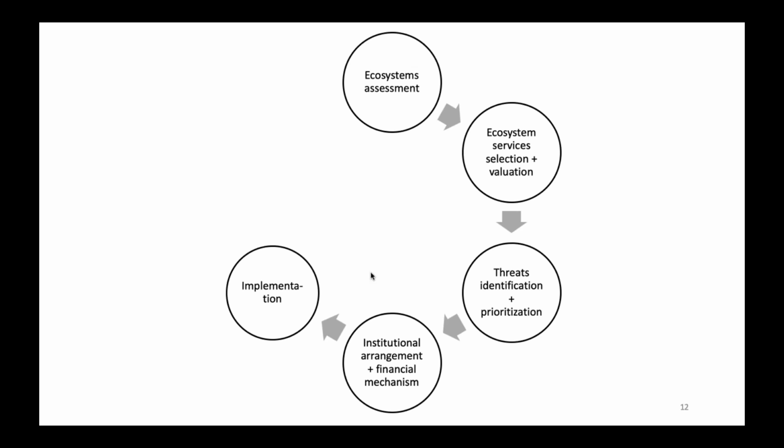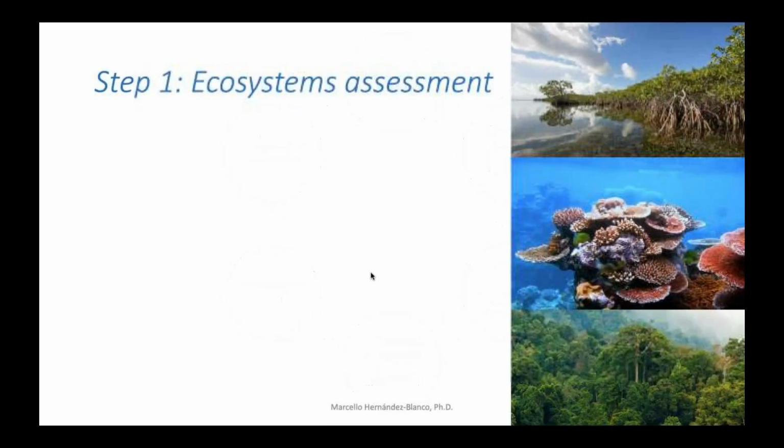And then, of course, the implementation of the activities that we're going to finance through the scheme. And these activities are going to go through conservation, restoration, or enhancement of the ecosystem. And one key last one is the monitoring and evaluation, but also to be able to adapt this scheme. So there's always a space for improvement. So the first step, the ecosystem assessment.